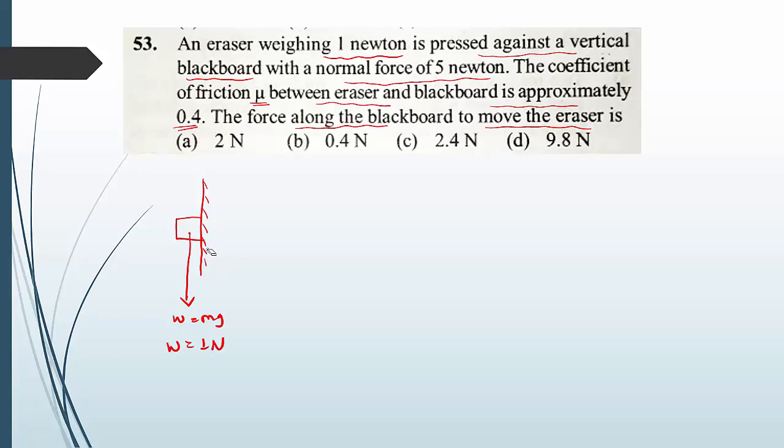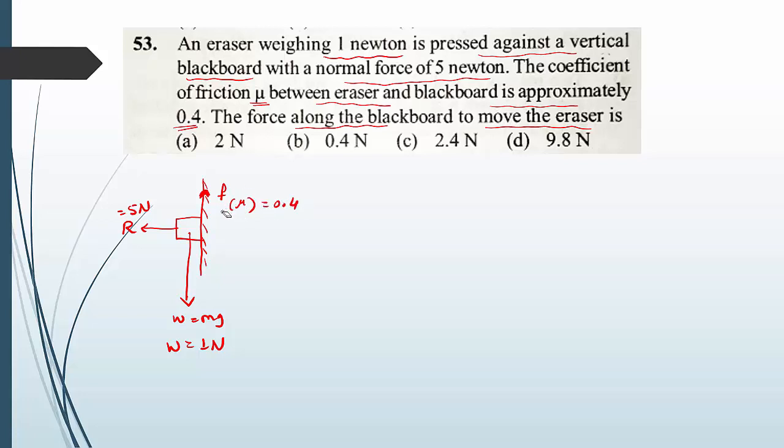It is pressed against a vertical blackboard. Here I am going to press it. So this is normal reaction R. With normal force, they had given R equal to how much? 5 Newton. The coefficient of friction exerted here, because when we leave this eraser it starts to move downward, friction is in upward direction. This is friction having coefficient as mu. Then mu value they had given 0.4.